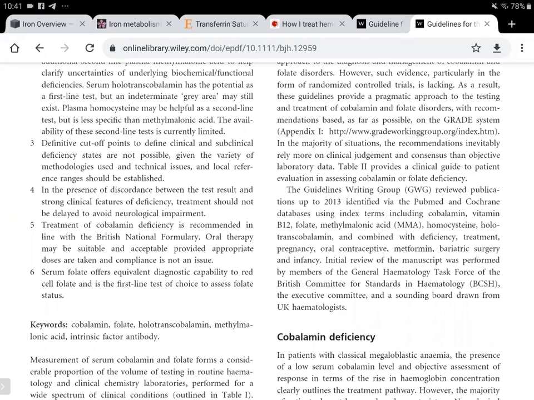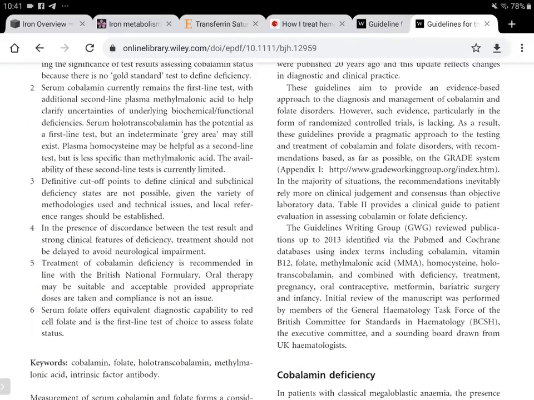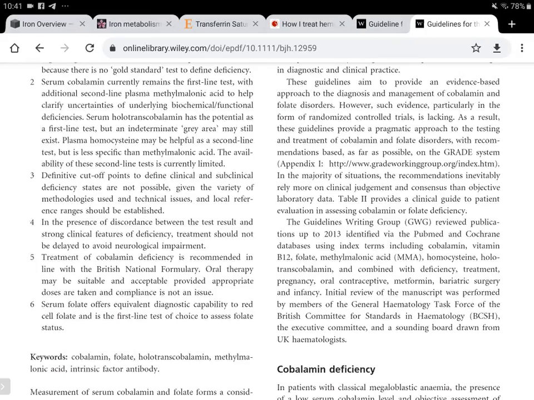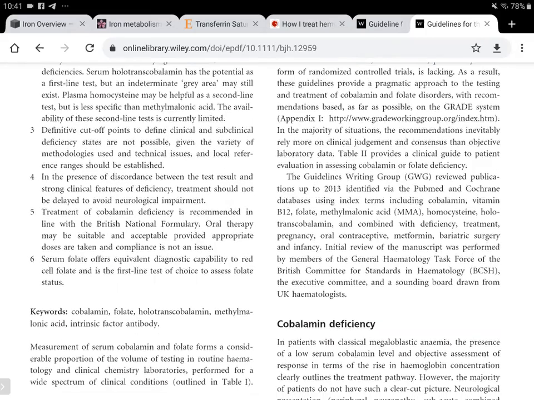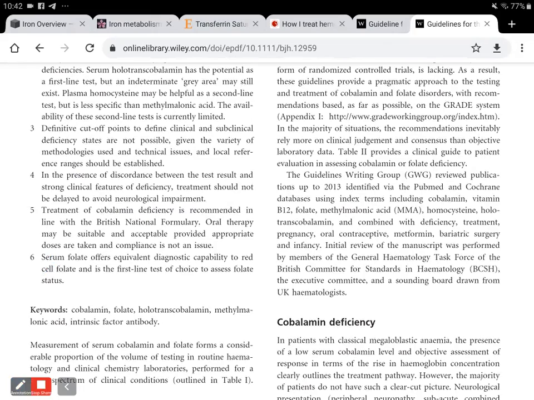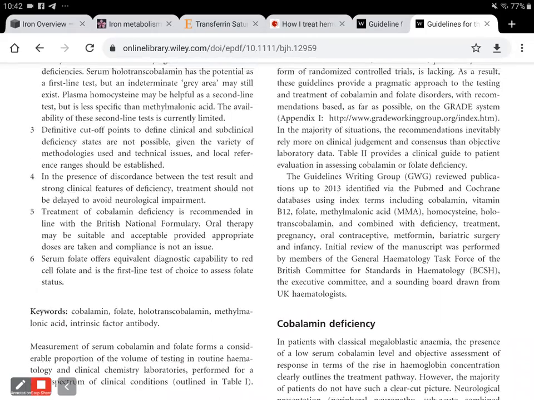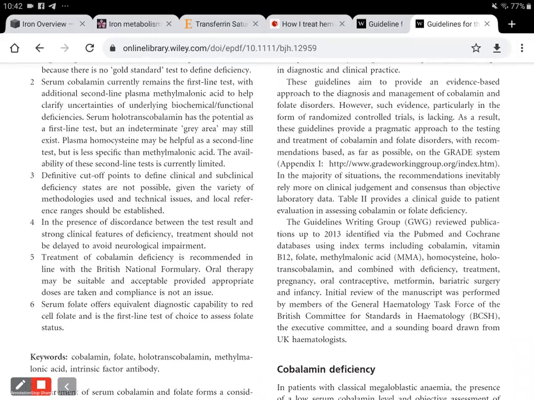For cobalamin we have the four tests that they have mentioned in the summary, and for folate we have serum folate levels, which offer equivalent diagnostic capability to red cell folate. So there are just two tests for folate: serum folate and red cell folate. The first line is of course the serum folate, but the red cell folate is complementary to that, and its values are also well documented to be diagnostic for deficiency.